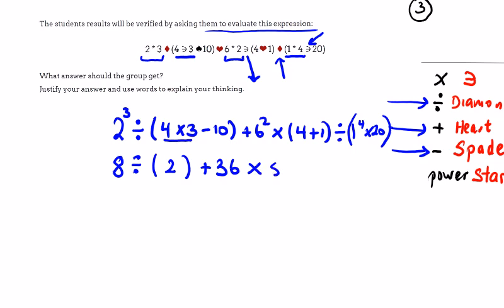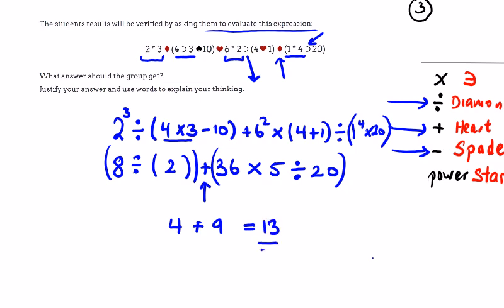Multiplied by 4 plus 1 is 5. Divided by 1 to the power of anything is 1 times 20 is 20. So BOMDAS means that this will be done last, or definitely after the divide and the multiply and divide. So we're going to get 8 divided by 2 is 4, plus 36 by 5 is 180 divided by 20 is 9. So just double checking your calculator, the answer is 13.